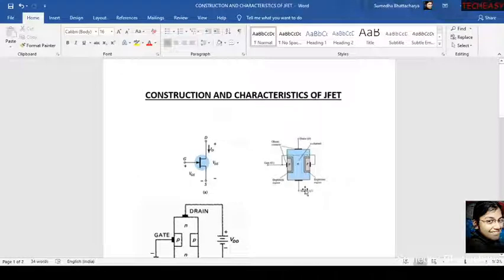Now we are considering N-channel JFET. In case of N-channel JFET, we can see that on the two sides there are two P channels, and in the middle there is one N channel, right? In case of the two P channels, you can see that a PN junction is created. In case of a PN junction, we all know that a depletion region will be created, right? So you can see that a depletion region is created.